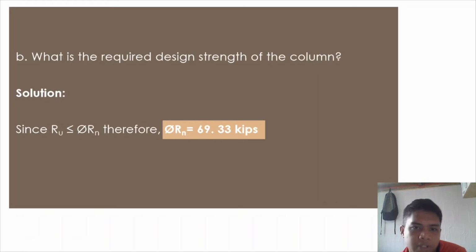Okay, next question. Letter B. What is the required design strength of the column? The required design strength consists of resistance factor times nominal strength. The formula from the book is that required strength is less than or equal to resistance factor times nominal strength. Therefore, our required design strength is 69.33 kips. That's it, that is our answer in B.